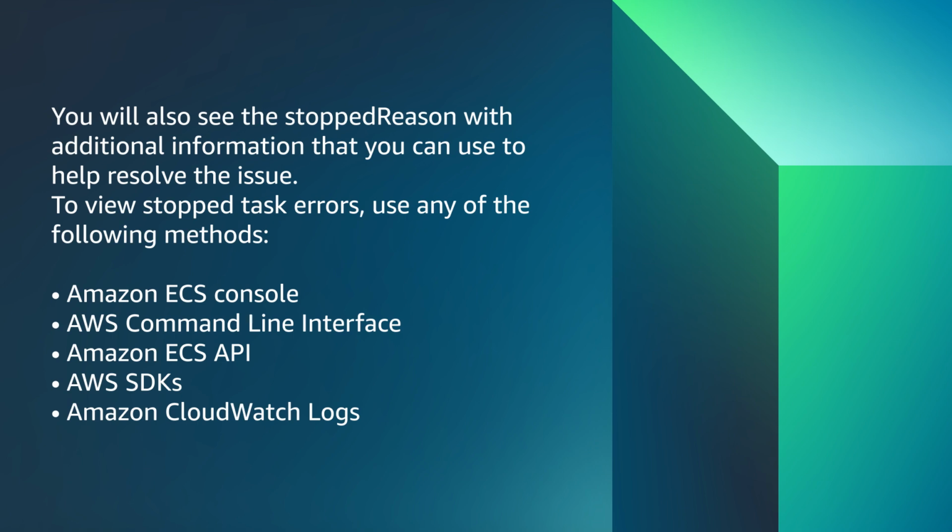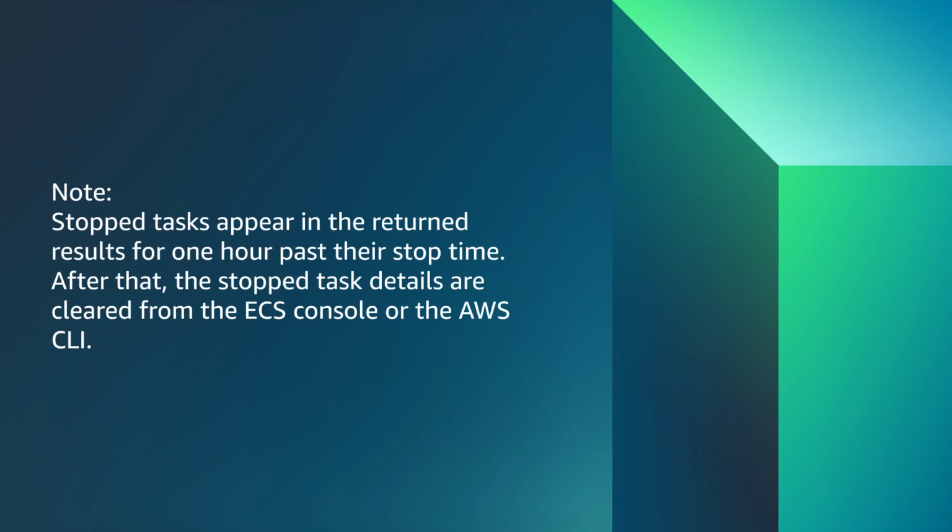To view stopped task errors, use any of the following methods: Amazon ECS console, AWS command line interface, Amazon ECS API, AWS SDKs, Amazon CloudWatch logs. Note that stopped tasks appear in the returned results for 1 hour past their stop time. After that, the stopped task details are cleared from ECS console or AWS CLI.